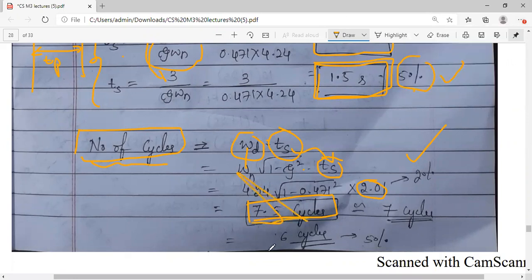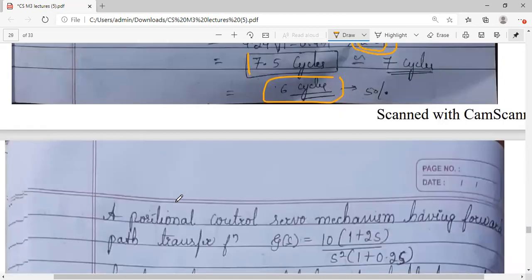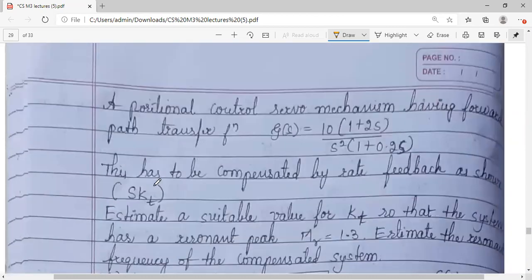Similarly, I have directly written the answer here. If you take 5%, what should be the change while calculating? Instead of this 2.01, take 1.5. If you do that, you will get around 6 cycles. This is the problem. The problem solution is similar to what we have done in the previous session, but the terminologies used are different. That's why this problem has been chosen. So let us go to the next problem.